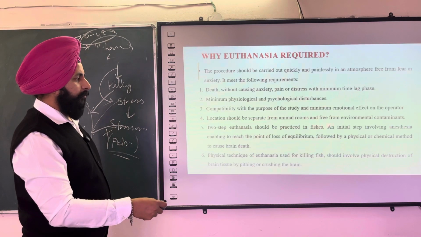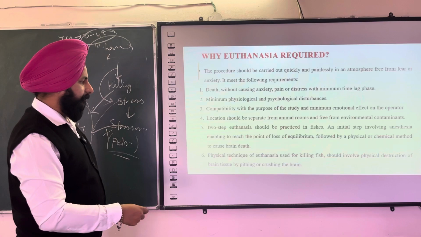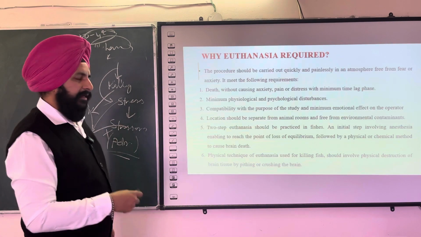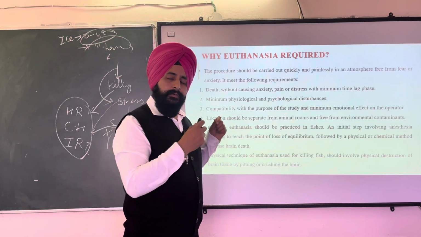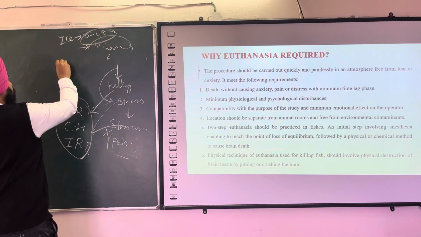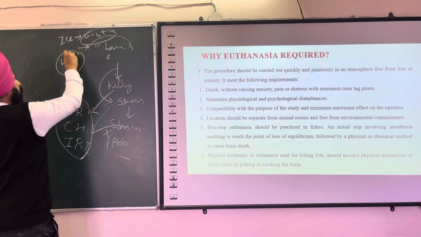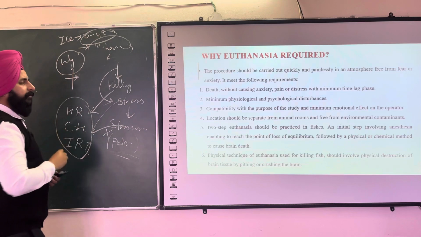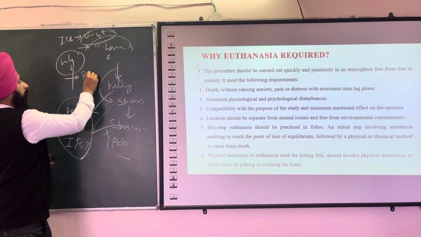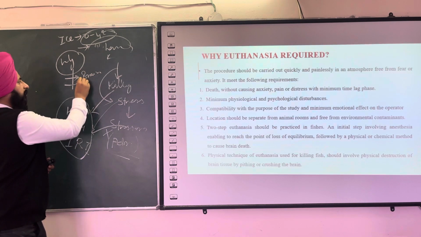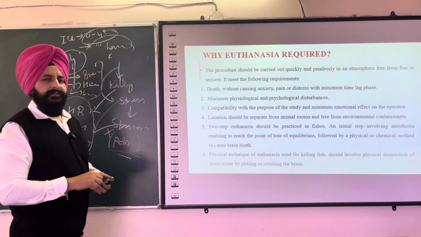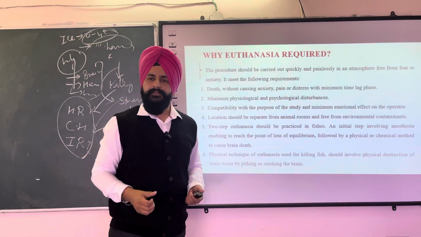Two-step euthanasia should be used in fishes, and a physical technique of euthanasia can easily be useful and is required. Now, why is this euthanasia required? This was the second question. Suppose you are working in such an experimental technique where you need a brain of zebrafish, a heart of zebrafish, lungs of zebrafish. It depends upon the target of your research.